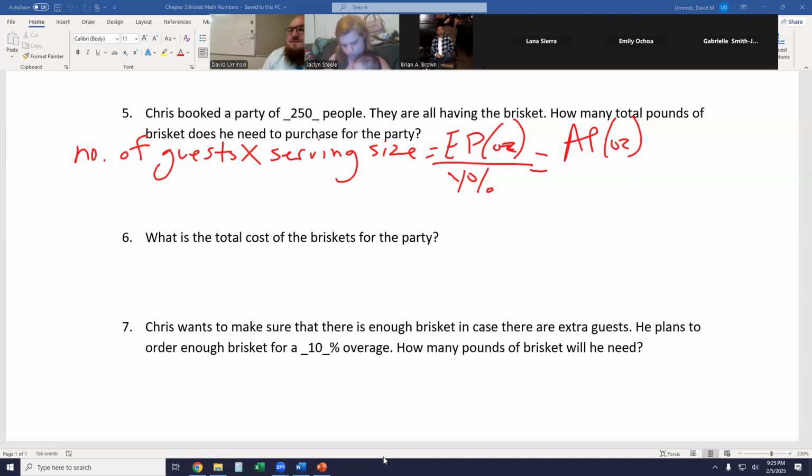And then how do we go from ounces to pounds? 16 ounces. I want to divide by 16 ounces, and that will give me my as purchased in pounds. Because my question is, how many total pounds of brisket do I need to order? Okay.